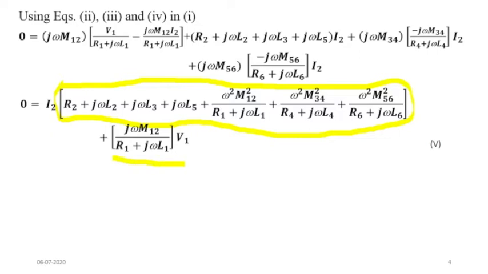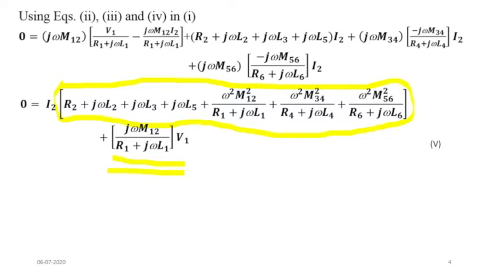The term which is associated with I2 is actually representing the impedance of the central mesh, whereas the term j omega M12 by R1 plus j omega L1 times V1 is actually representing the effect of mutual coupling of central mesh onto the first mesh. It is also to be noted that the term j omega M12 by R1 plus j omega L1 is nothing but a ratio. So this is how we come to the end of calculating the central mesh impedance.